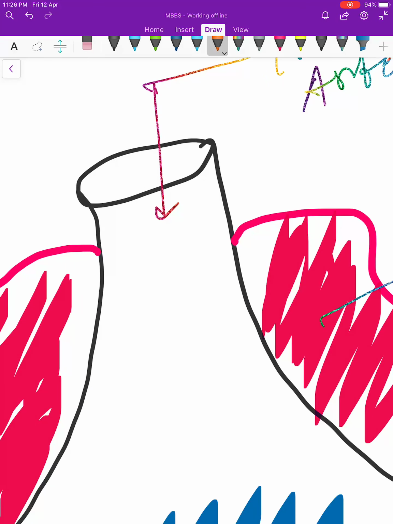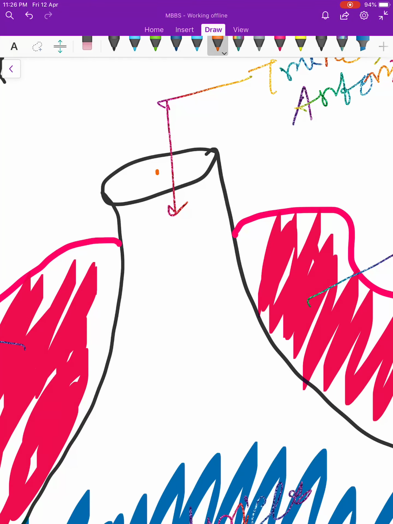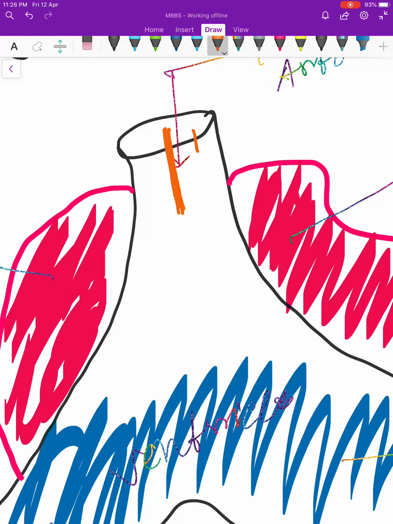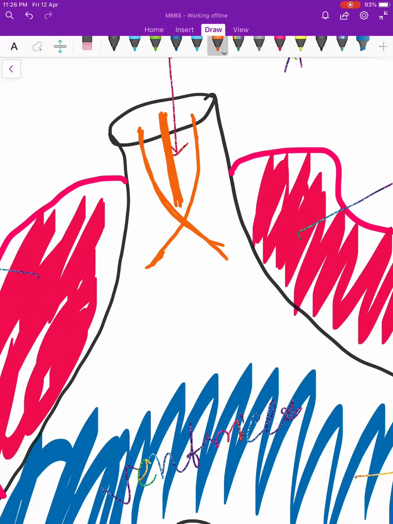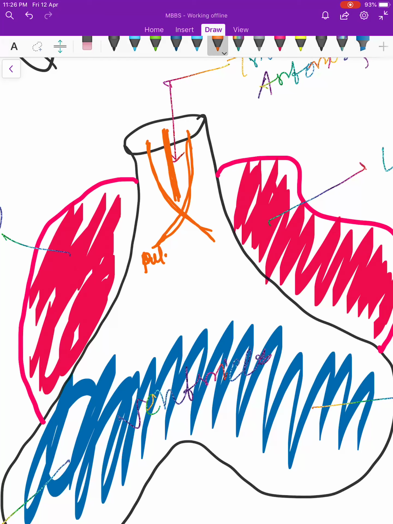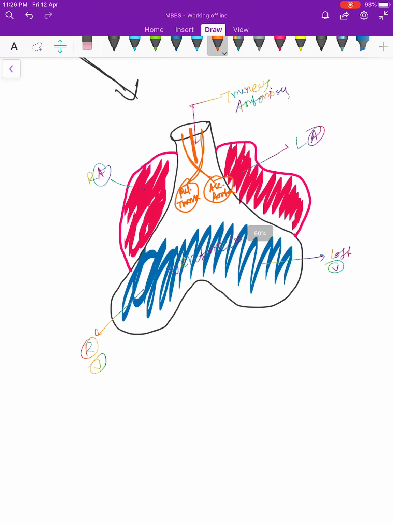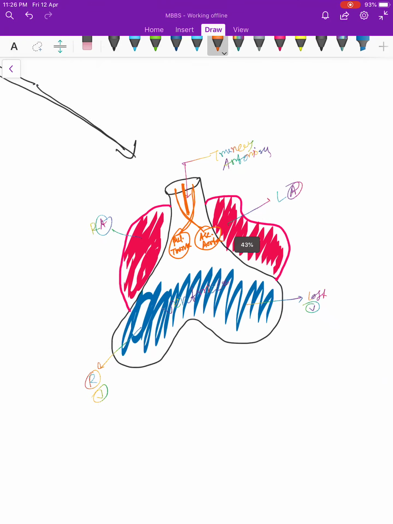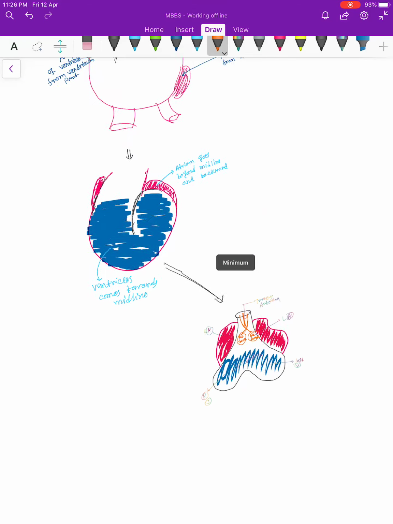So what happened in truncus arteriosus? Truncus arteriosus starts to develop. Bifurcation of the truncus arteriosus occurs and spiral septal formation occurs, which converts this truncus arteriosus into ascending aorta and pulmonary trunk. Okay. The development of the venous system I will discuss in my next lecture. So this was the development of the heart.